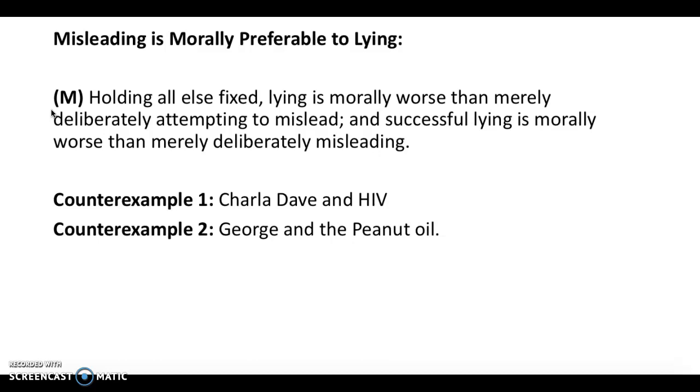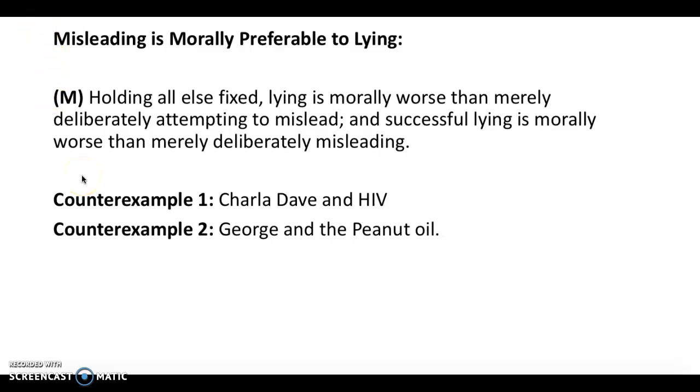Now, to suppose, as M maintains, that Charla's deception, right, or misleading is morally preferable to having lied seems to be outrageous, right? It seems that she did something as morally wrong as if she would have said, "No, I don't have HIV," rather than just saying, "No, I don't have AIDS," right? So it seems that what Charla did was just as morally reprehensible, even though she said something that was true, in misleading as though she were to have lied to Dave, right? So it seems that this gives us reason to reject M.